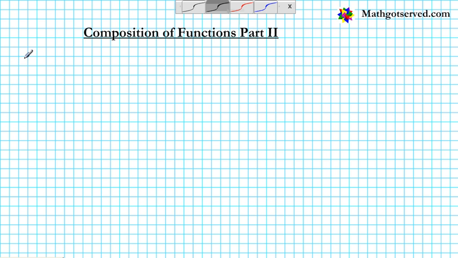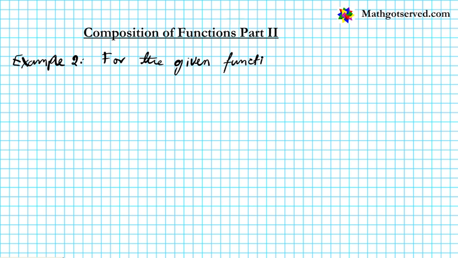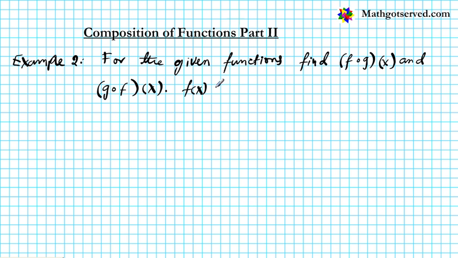All right, so let's write down the instructions for this video first, and then we'll go ahead and try the example. Example two: for the given functions, find f composed with g of x and g composed with f of x. The functions are f of x equals 2x squared plus 3x, and g of x is 2x minus 2. All right, let's go ahead and do it.